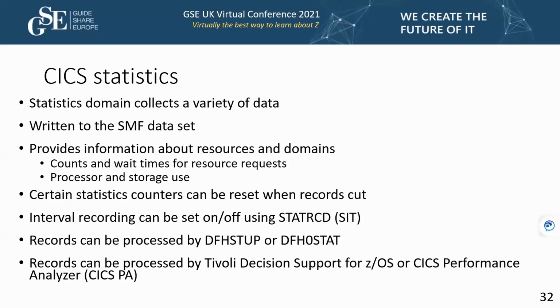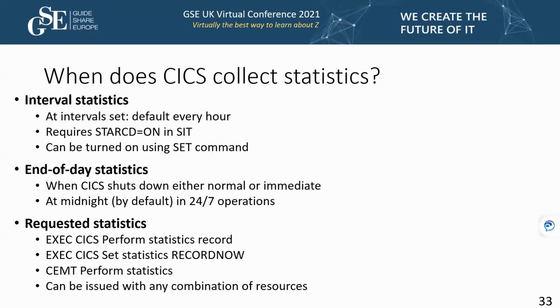You can look at the interval recording with the STAT record in the SIT, right? Which again, you could see with CEMT I STAT, and records can be processed with DFHSTUP or DFH0STAT, which I'll talk about. And then again, you can also process it with Tivoli Decision Support or CICS PA.